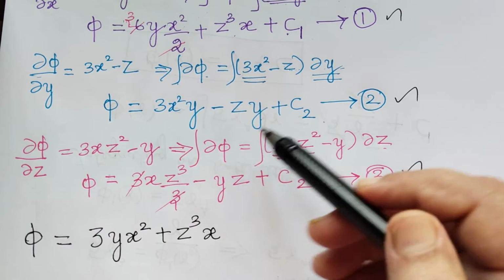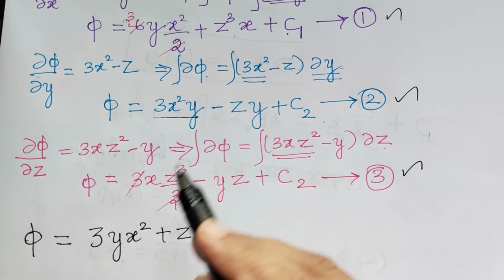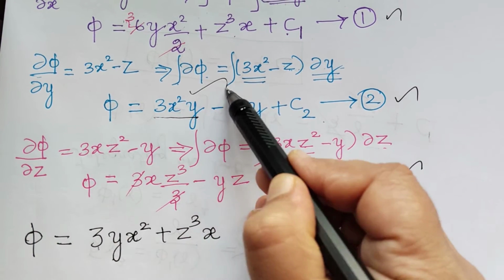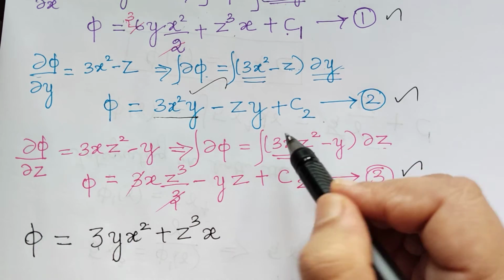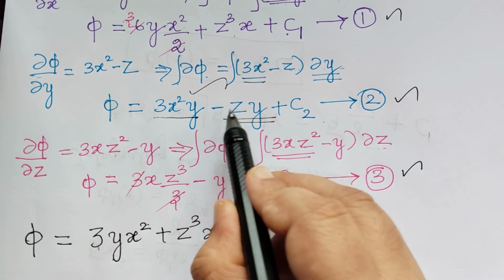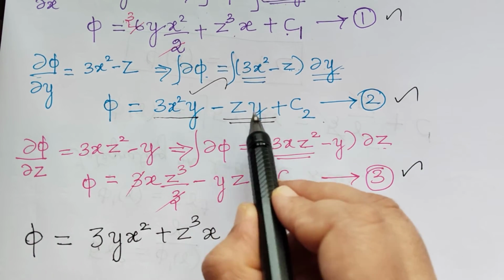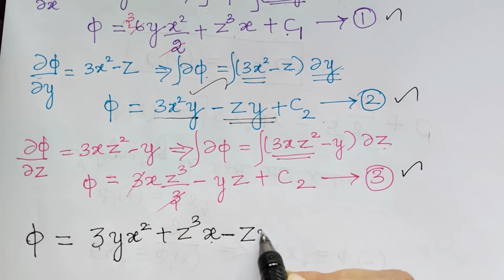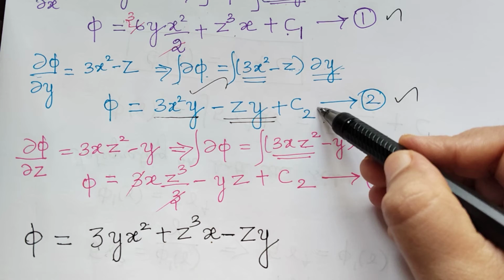See what is repeated. Here you have 3x squared y, and we have already written 3x squared y. So this solution is already written, so you need not write it again. The next term is minus zy. We don't have that over here, so you add it. So minus zy. And this constant we will add at the end.